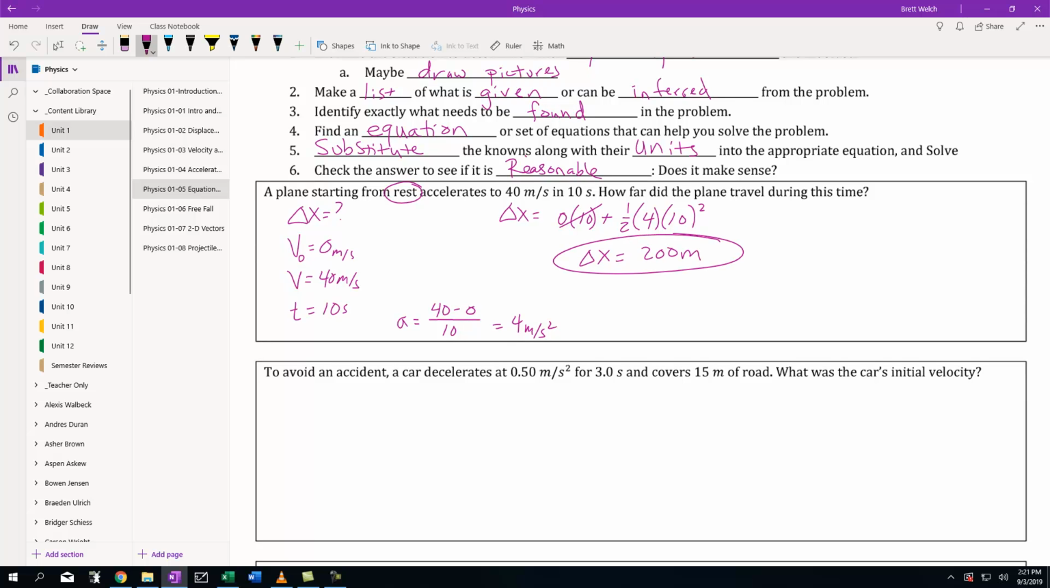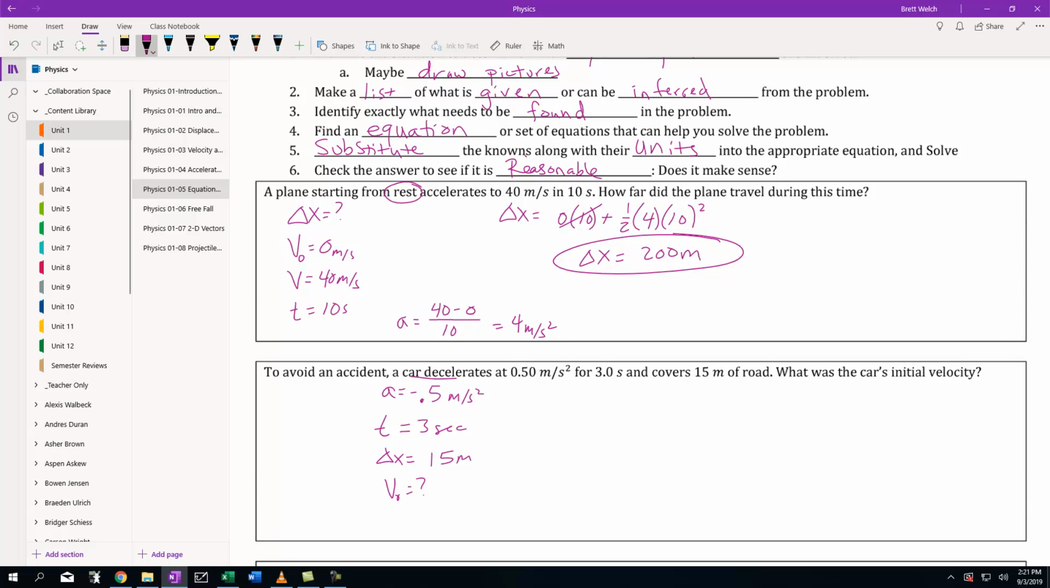Okay. To avoid an accident, a car is going to decelerate at a rate of, so this would be an acceleration of negative 0.5 meters per second squared. The reason it's negative is it says that it's decelerating. It says it's going to do that for 3 seconds. It's going to cover a distance or a position change of 15 meters. And the question is, what's the car's initial velocity?